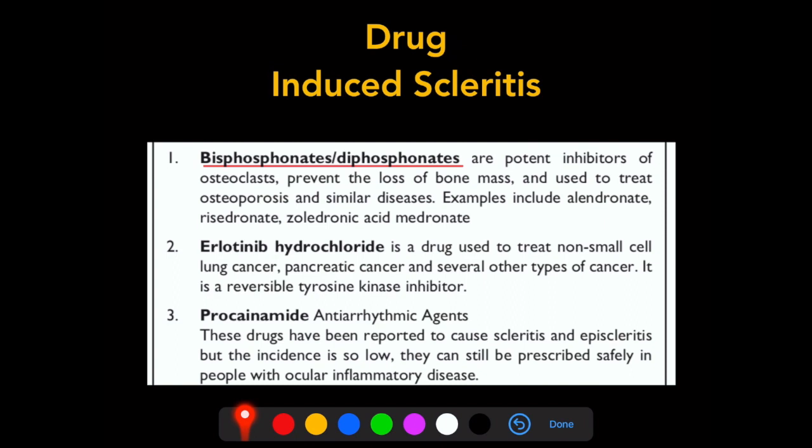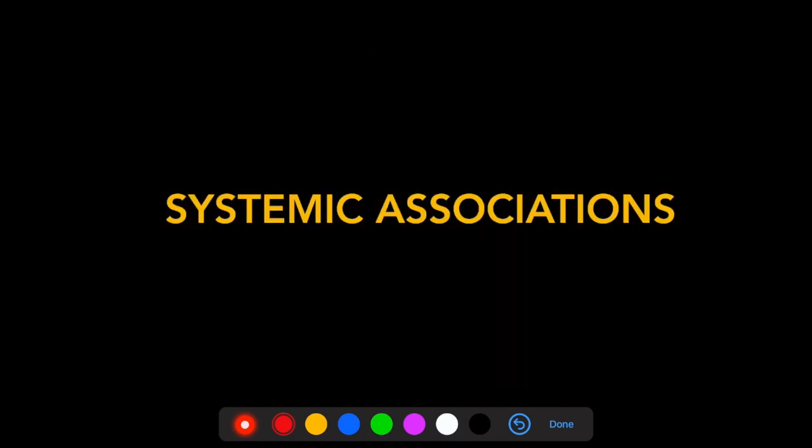Out of these three drugs, bisphosphonates, this drug called erlotinib and procainamide, these three drugs are commonly implicated to cause scleritis. You know, bisphosphonates are used to treat osteoporosis. But as I just mentioned some time back, the most important drug or most important chemical which can cause scleritis is going to be your mitomycin C. That is the first drug. Then comes the rest. Now we move on to the systemic associations of scleritis.